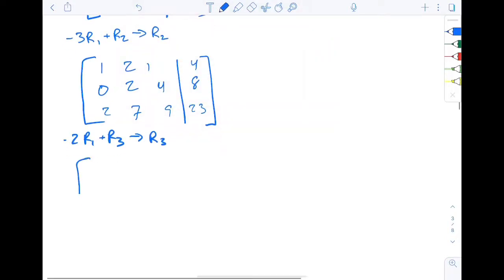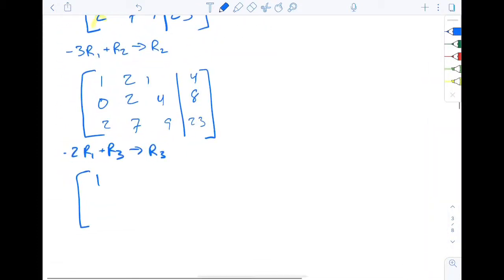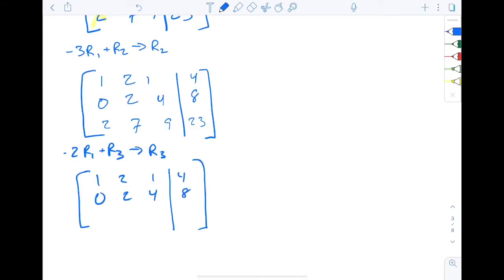And when I do that, what do I get? Am I going to run out of space here? No, I got lots of space. Okay. 1, 2, 1, 4. 0, 2, 4, 8. And then I'm going to do negative 2 times 1 plus 2 is 0. Negative 2 times 2 is negative 4 plus 7 is 3. Negative 2 times 1 is negative 2 plus 9 is 7. Negative 2 times 4 is negative 8 plus 23 is 15.